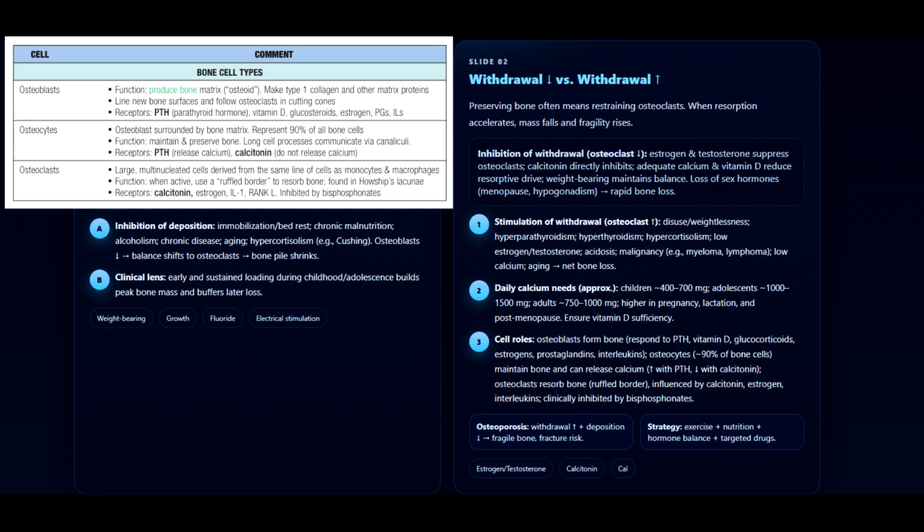In summary, bone is never static. It is a battlefield of deposition and withdrawal, with osteoblasts and osteoclasts at work. The quality of our skeleton depends on which side of this dynamic balance prevails.